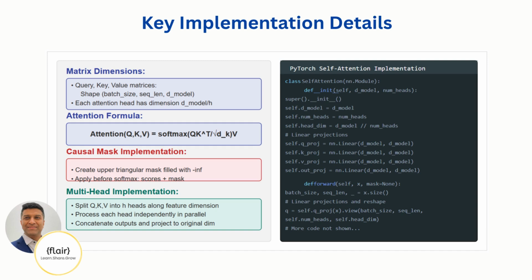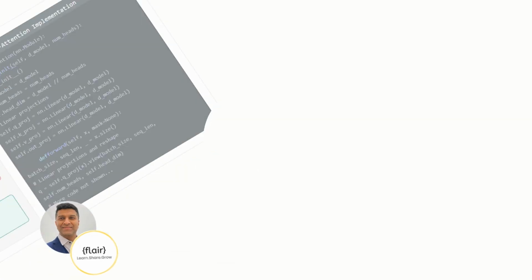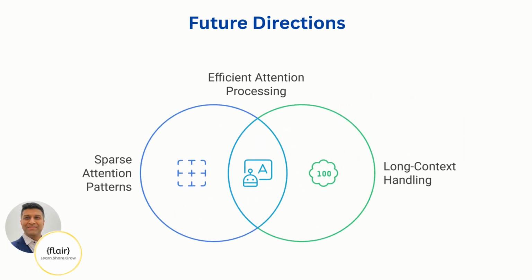The next breakthroughs will come from people who deeply understand these mechanisms and can reimagine them. Could we develop new attention patterns, new masking strategies, new positional encodings? This isn't just academic, this is the cutting edge of AI. Master attention mechanisms, and you're not just using AI, you're building its future.